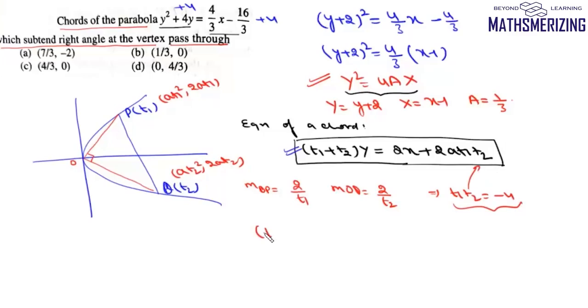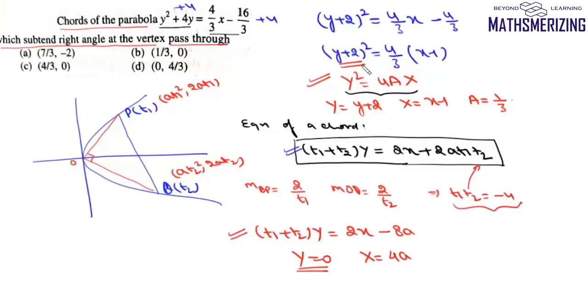So we can write (t1 + t2)y = 2x - 8a. Now this chord always passes through a fixed point. And what's that fixed point? So that fixed point is capital Y equals 0 and capital X equals 4a.